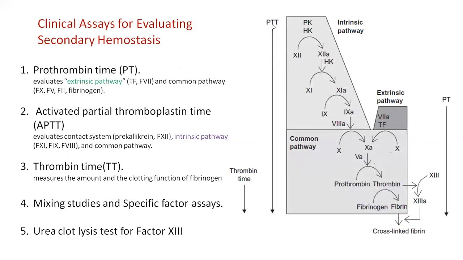So see here, APTT starts with the intrinsic pathway. It can evaluate the common pathway as well. PT starts with the extrinsic pathway. It can evaluate the common pathway as well. But thrombin time mainly evaluates the conversion of fibrinogen to fibrin and clot formation. So these are the 3 common tests we can order when you're suspecting secondary hemostasis.